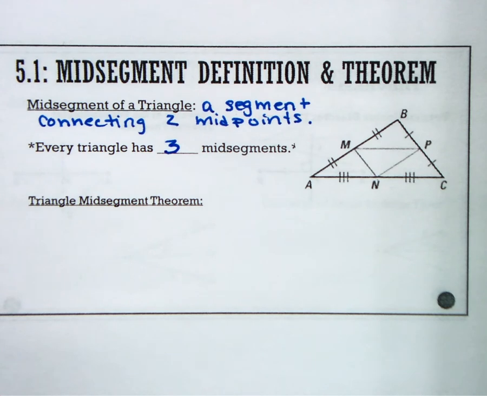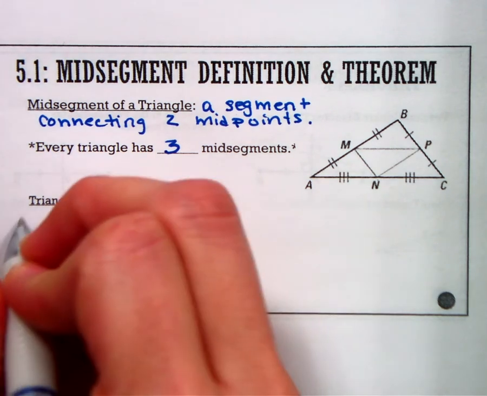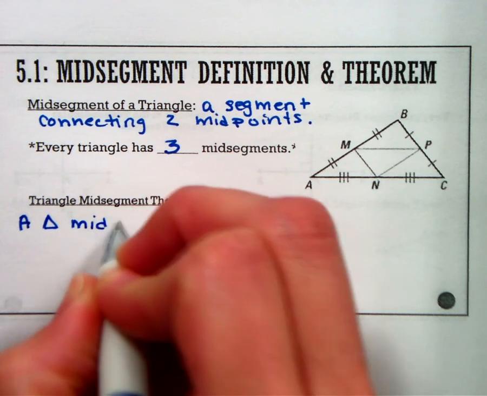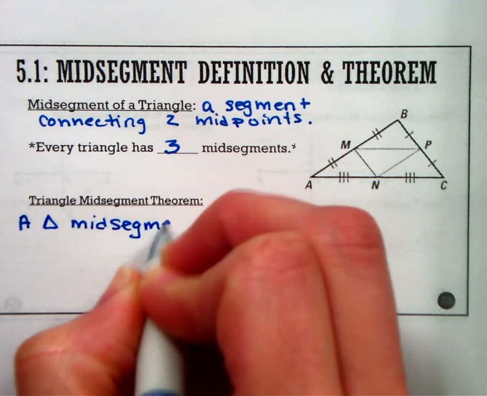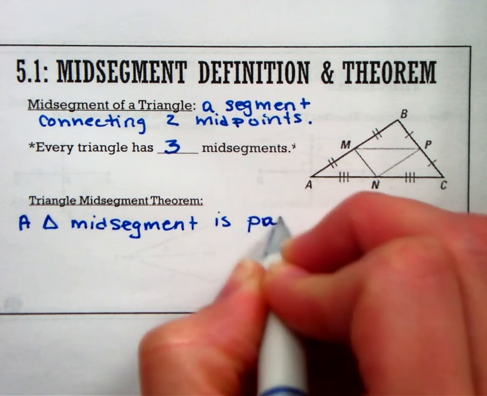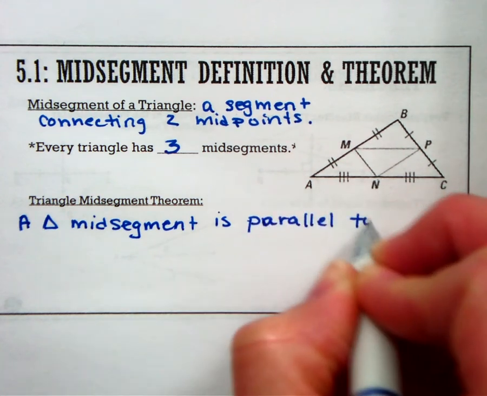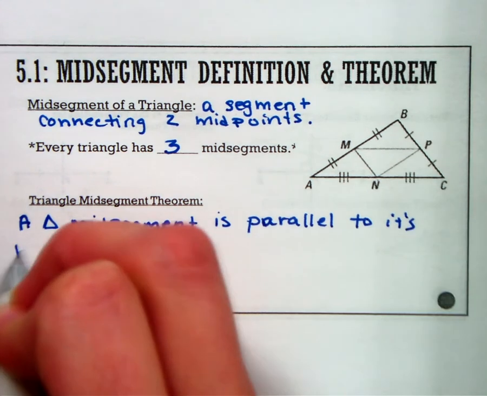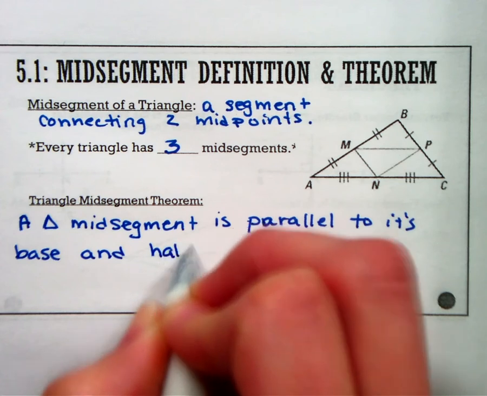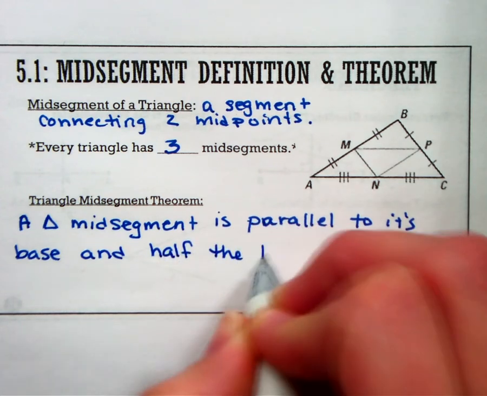Okay? So there's a definition of it, and then there's a theorem that goes with pretty much every single segment that we learn about in this chapter. There's a definition and a theorem. So what's the theorem? The theorem says a triangle mid-segment is parallel to its base and it's half the length.